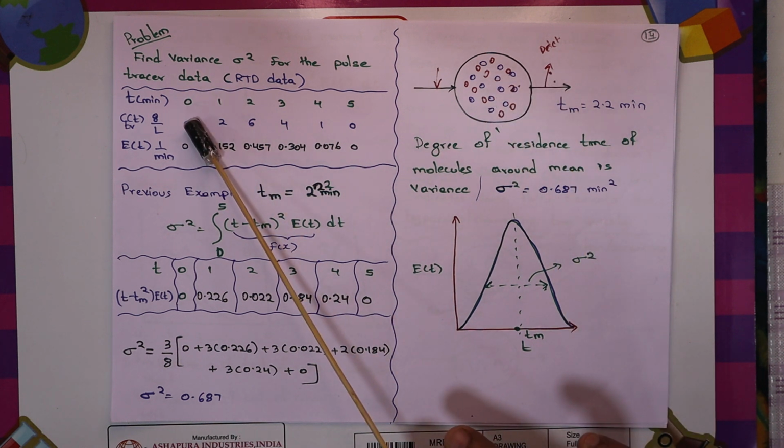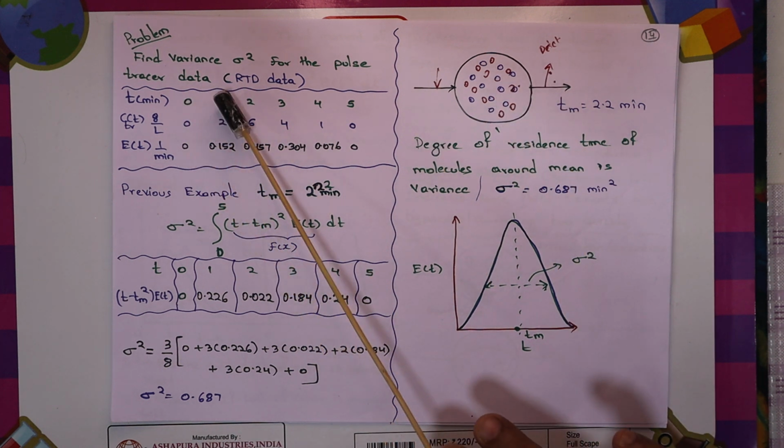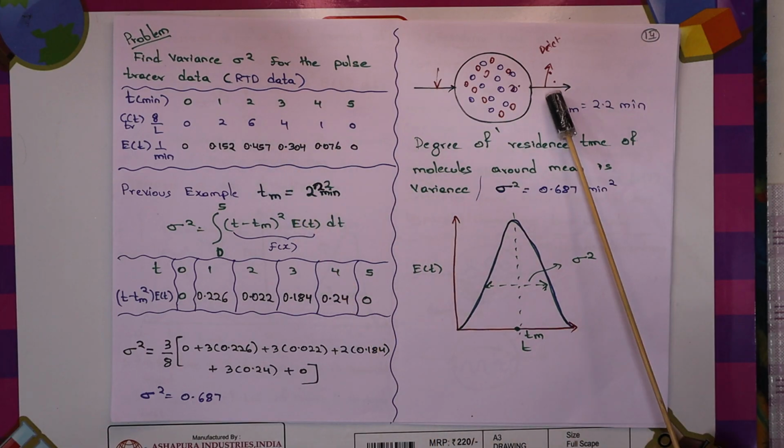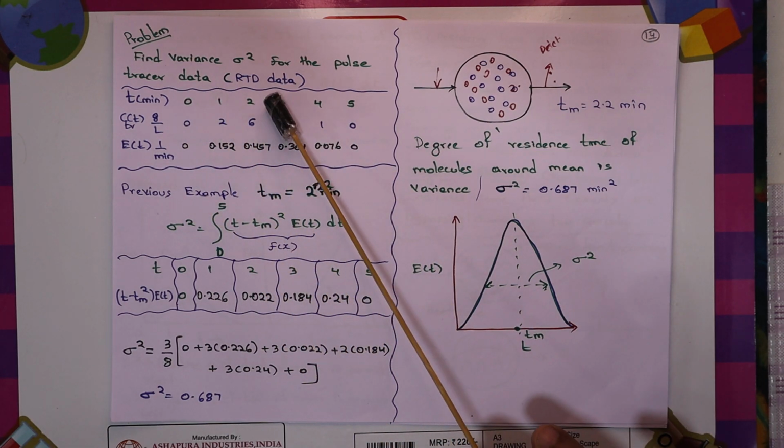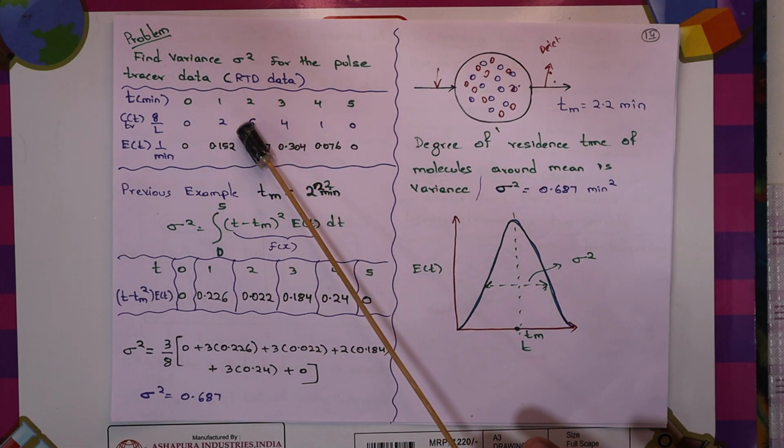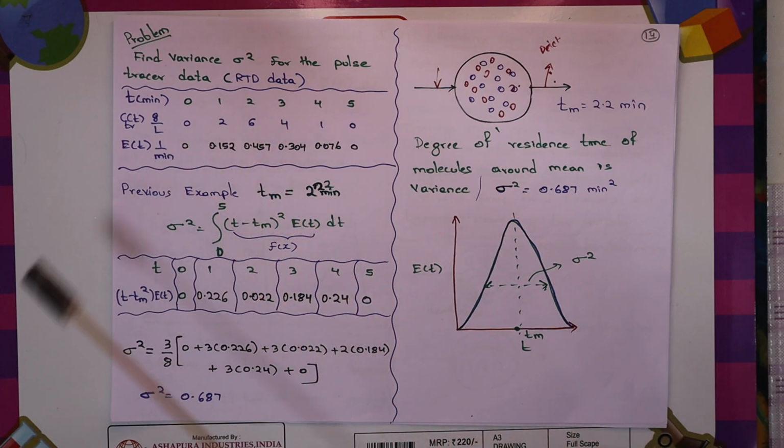molecule is exiting the reactor. So at 0 time no molecule comes out. At time 1 minute, 2 grams per liter of molecules is detected at the exit. Like that, I have the information. So similarly, based on time and tracer concentration information, I plot the E of t data.